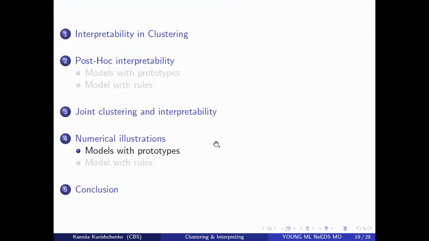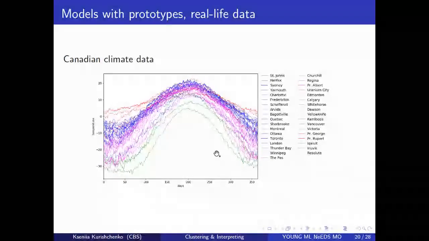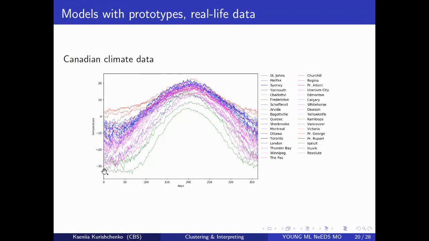Okay. So now I wanted to show you some numerical illustrations, and first I will start with the model with prototypes. Here is our real-life data. This is Canadian climate data. Our data is these 35 curves of annual temperatures, and we consider the distance between two curves as the Euclidean norm between two vectors. This data, as you can see, is grouped by different colors in four clusters. And now we want to choose our prototypes.